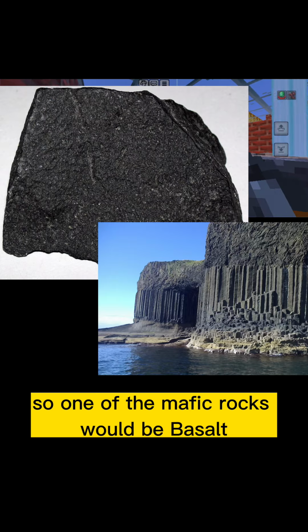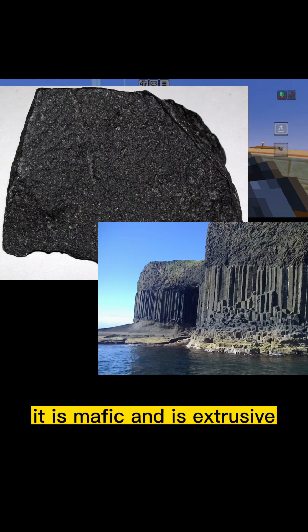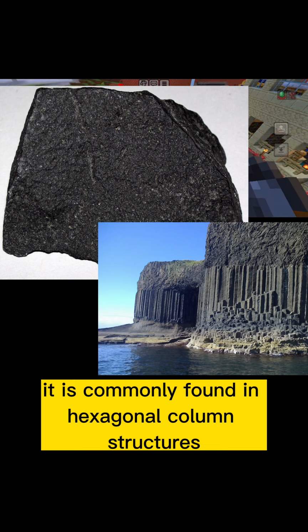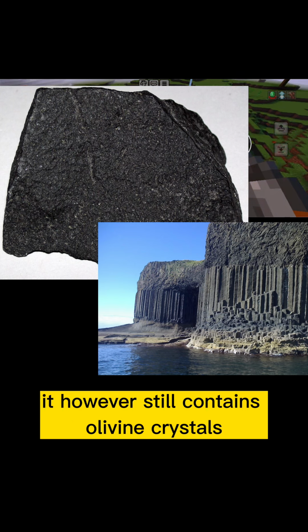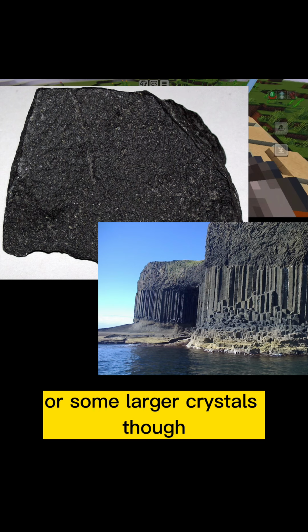Alright, let's move on to mafic rocks. So one of the mafic rocks will be basalt. It is mafic and is extrusive. It is commonly found in hexagonal column structures. It is dark gray to black. It is fine-grained, meaning there are little to no crystals that can be seen. It, however, still contains some phenocrysts, or some larger crystals though.